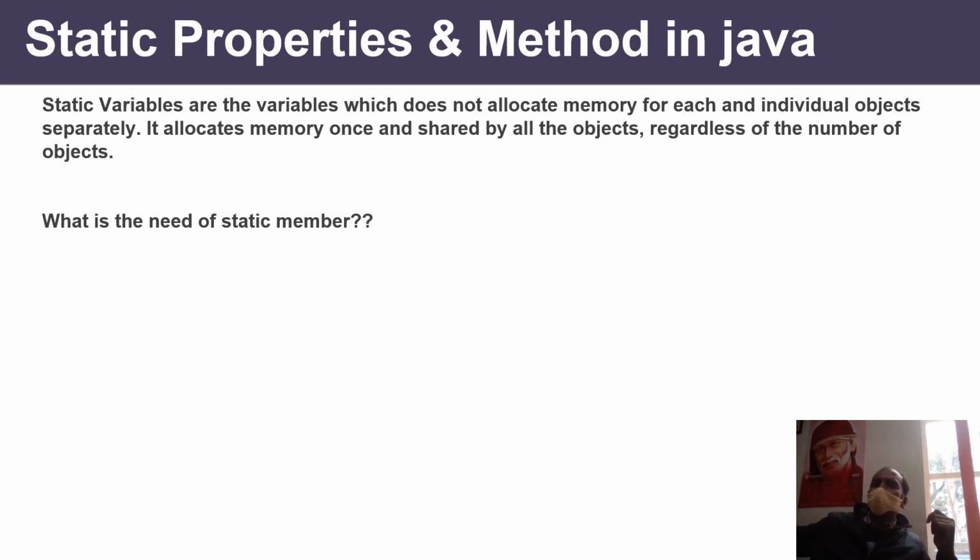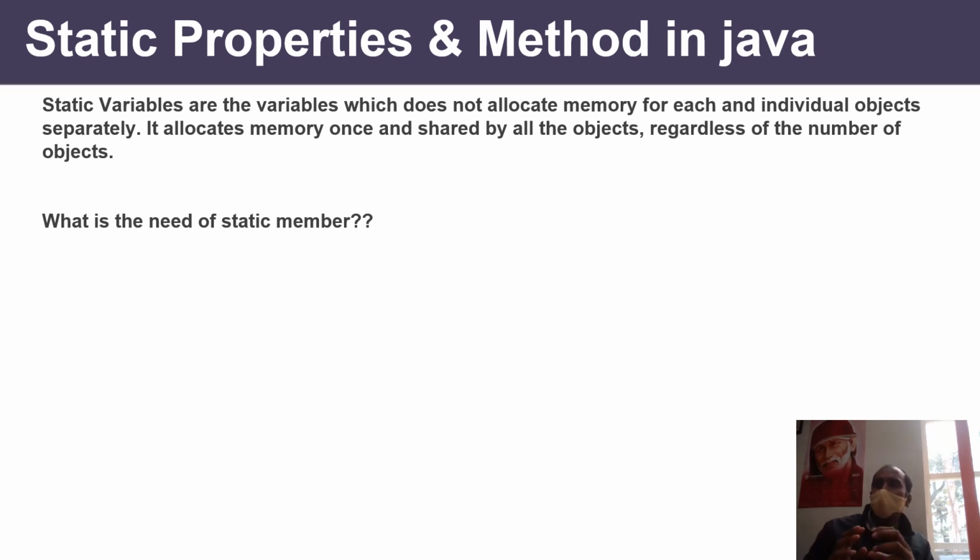Just think, if the faculty is going to change, let's suppose right now Pankaj is teaching you and somebody else is going to teach you instead, what will happen? That faculty will change for all objects, not for a single one. So here I can take faculty name as static, and I can take university name as static. That is the actual need of a static member, and static properties are required for this purpose only.